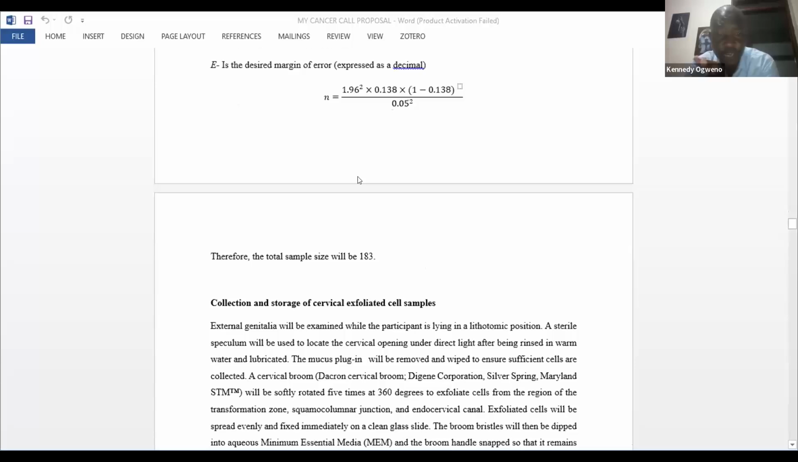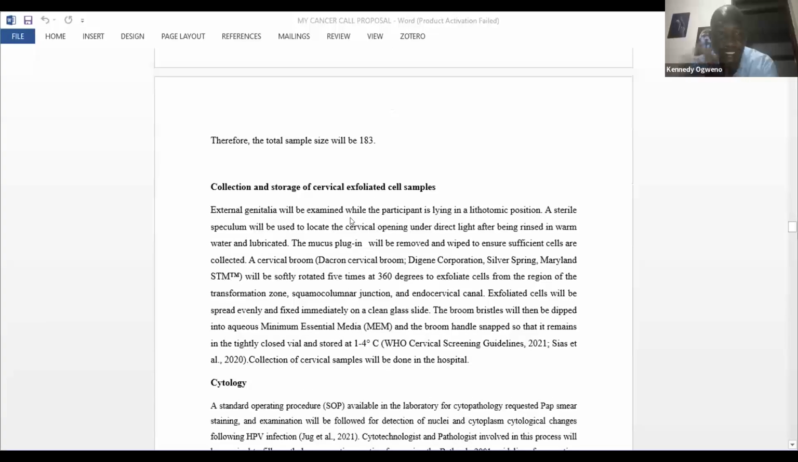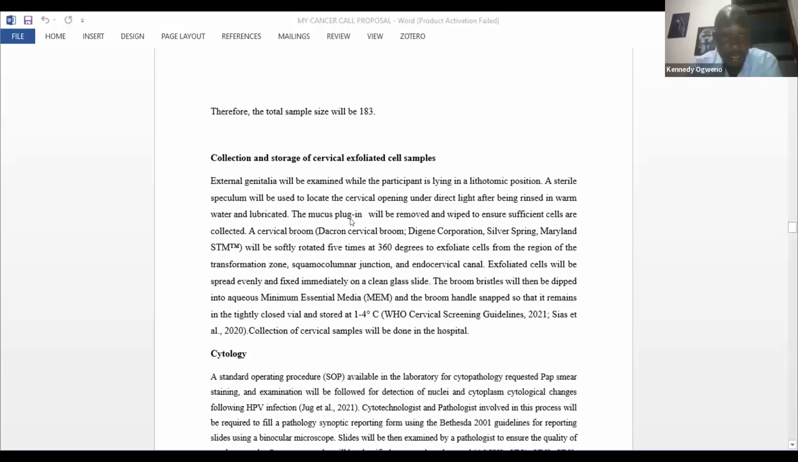So these are some of the formulas. So I think in research writing, we should be very keen on the calculation of a sample size. So this is just some of the methods of collecting data, because this is laboratory work where there will be collection, because we are talking about cervical cancer.